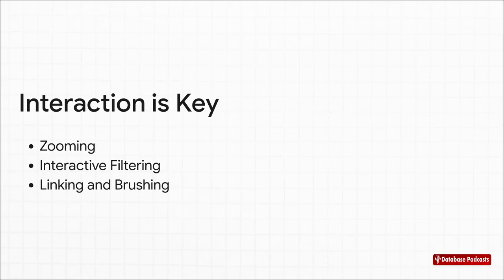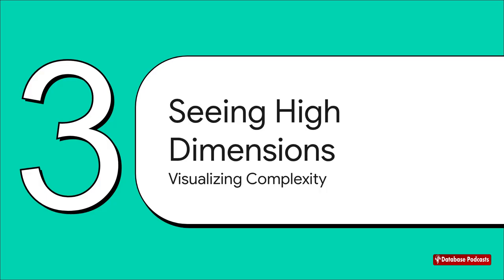Now, the secret sauce that makes this whole thing work is interaction. You're not just staring at a static picture. You're actively having a conversation with your data. You're zooming, you're filtering, and you're using these really powerful techniques like linking and brushing, where clicking on data in one chart instantly highlights the related data in all your other visuals. It's totally dynamic.